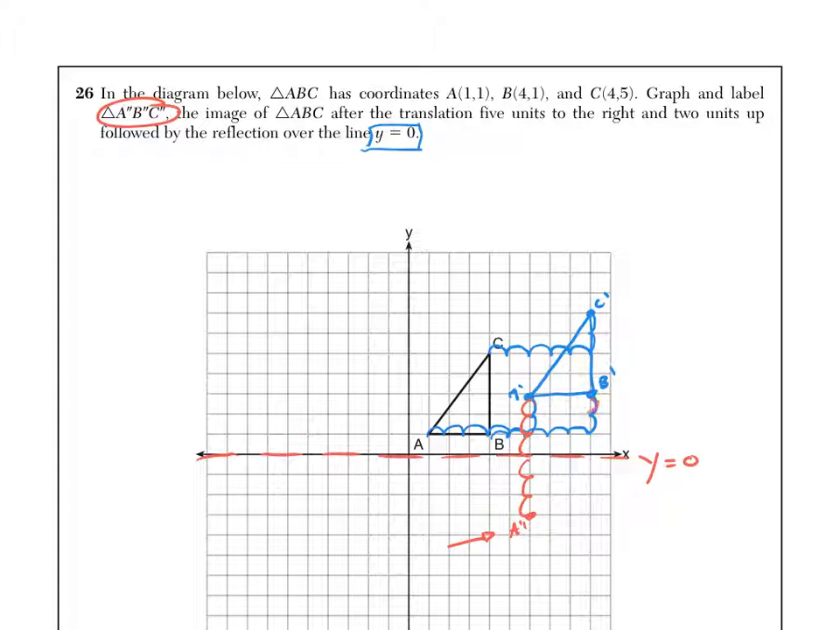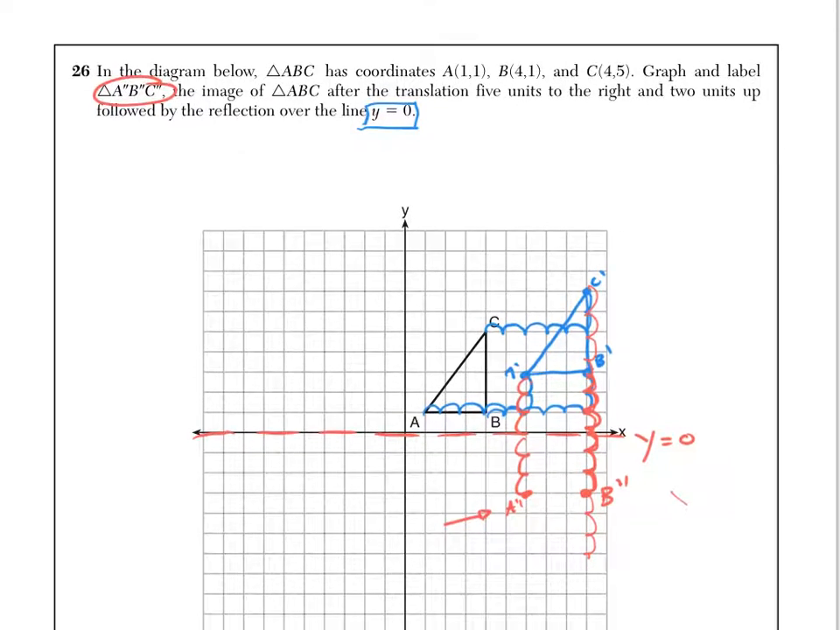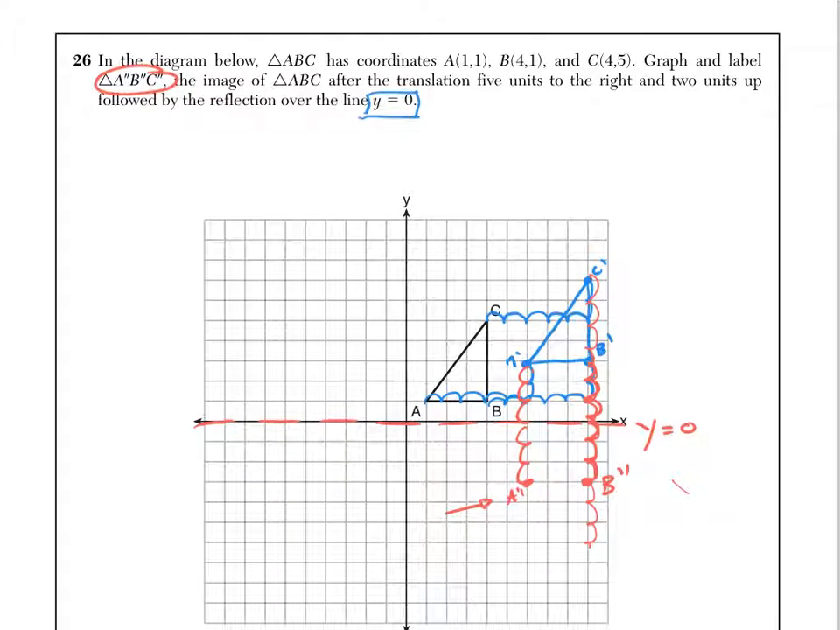If you don't label your double primes, you lose the point. Now I'll do the same thing for B: 1, 2, 3, 4, 5, 6. That's B double prime. And then we have C, which is 1, 2, 3, 4, 5, 6, 7, and then 1, 2, 3, 4, 5, 6, 7. I'm running out of room over here. And that's C double prime. Now we just draw this, and sure enough, that is the perfect reflection.